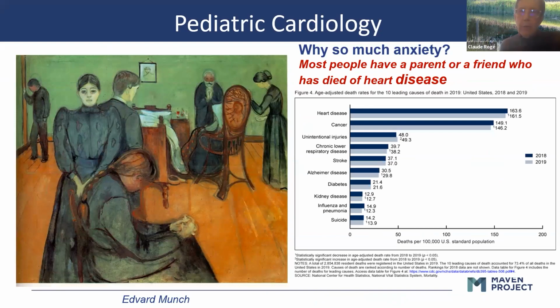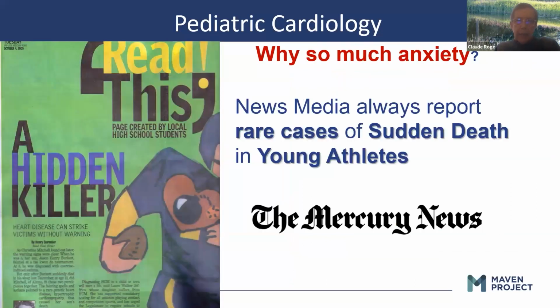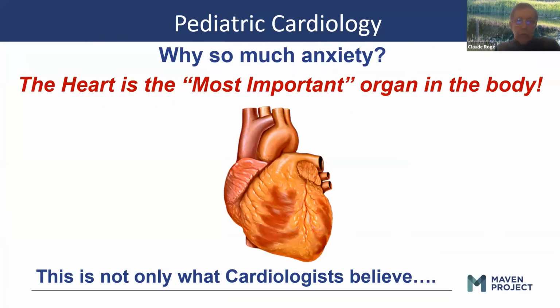Okay, well, number one, most people have a parent or a friend who has died of heart disease, because let's not forget that heart disease is the #1 cause of death in the US. Okay? And again, very rare to have sudden death in a healthy athlete, but it is such an awful, dramatic event that it is always reported in the news or news media. But also, let's not forget that the heart is the most important organ in the body. And let me tell you, this is not only what cardiologists believe.